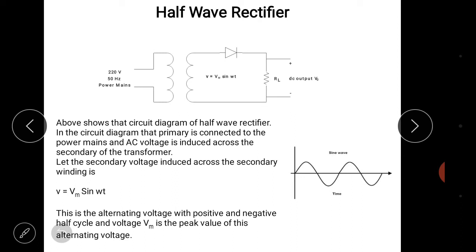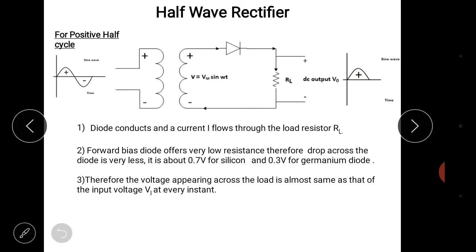Let the secondary voltage induced across the winding be V equal to Vm sin omega t. This is the alternating voltage with positive and negative half cycle, and voltage Vm is the peak value of this alternating voltage. Now we will study the working principle of the half wave rectifier, first for the positive half cycle and then for the negative half cycle. So let us investigate what will happen for the positive half cycle.